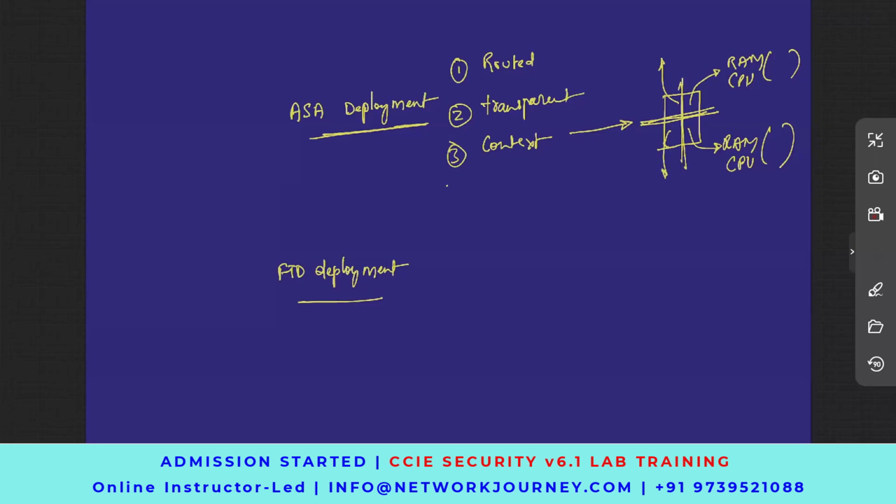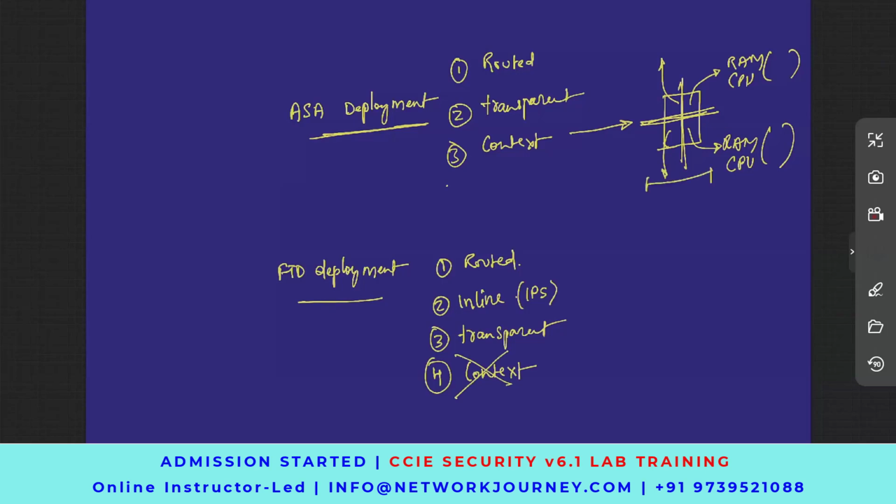When coming to FTD, FTD can be deployed in a routed way. It can also be deployed in an inline method. Inline is when the IPS concept of FTD comes in. You can also deploy this in a transparent mode. But you cannot have a context. FTD doesn't support context. There are other ways to have this concept, but FTD doesn't support this. So you have inline, which is IPS.